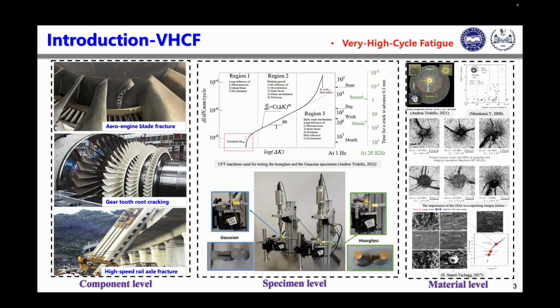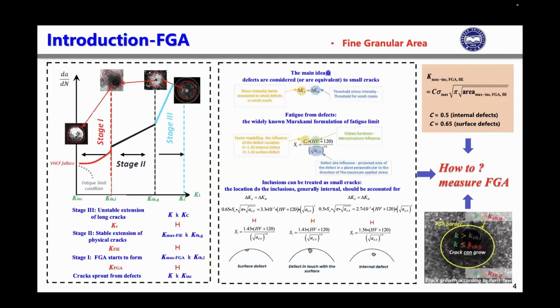And which are significantly larger than the fatigue life range which we all used with the traditional fatigue test. And in the very early stage of very high cycle fatigue, an important area called finer granular area will occur around the critical defects in materials.